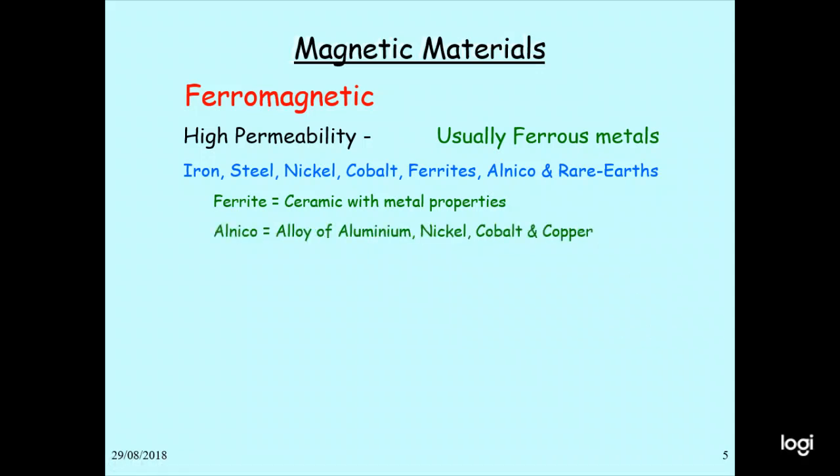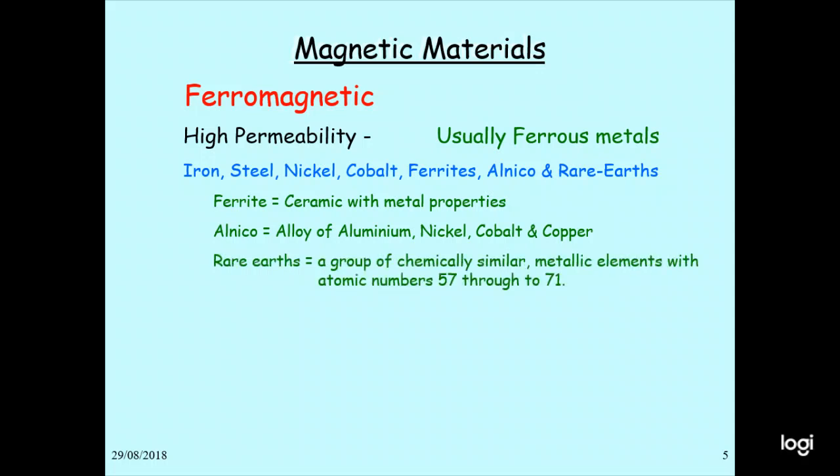Alnico is an alloy of aluminium, nickel, cobalt, and copper. Rare earths are a group of chemically similar metallic elements with atomic numbers 57 through to 71. So the atomic number is 57 to 71. Those metals are the rare earth metals. They are a group of chemically similar metallic elements.